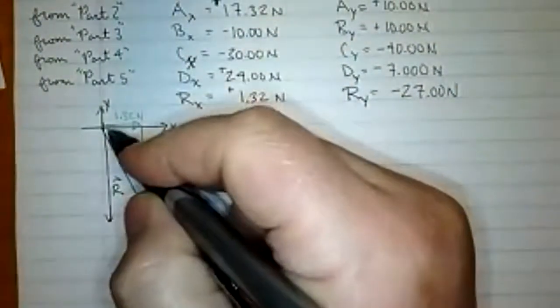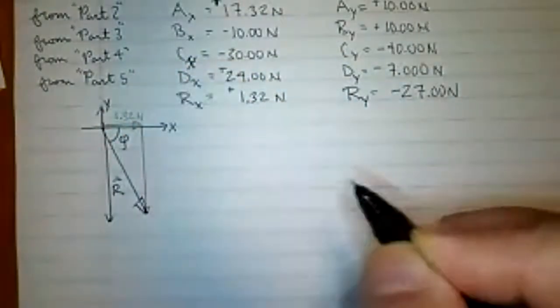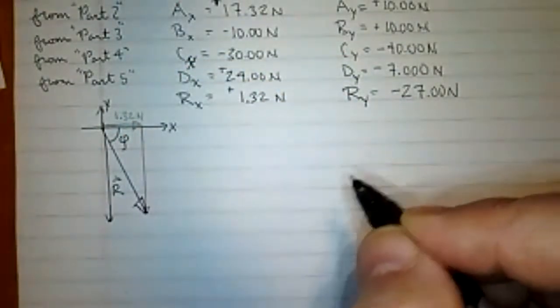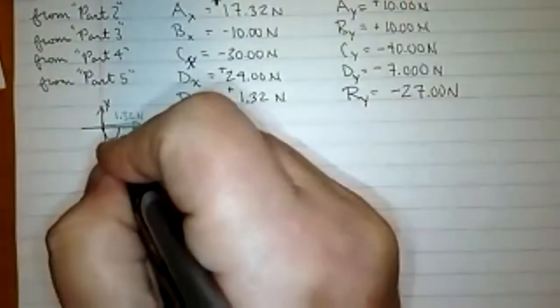So vector R obviously points at some angle, phi is what I call it. Anybody who knows whether that's supposed to be pronounced phi or phi, please let me know. Preferably someone who knows stuff about Greek.